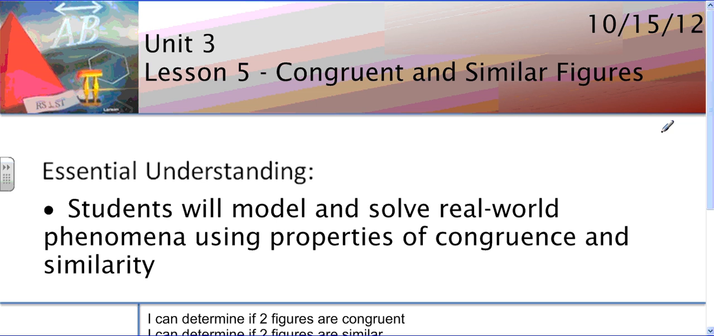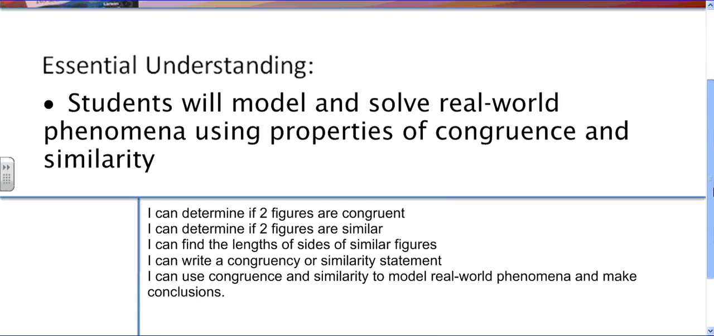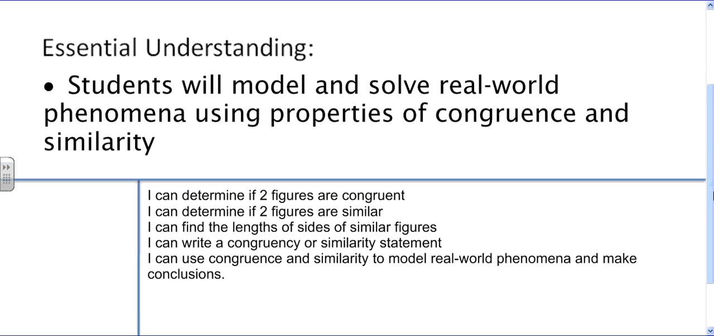This is 3.5, and we're going to look at congruent and similar figures. So our learning goal for this lesson is that students will model and solve real-world phenomena using the properties of congruence and similarity. So I want you to write your learning goal in your notes, but let's talk about some of the things you have to be able to do to meet this learning goal.